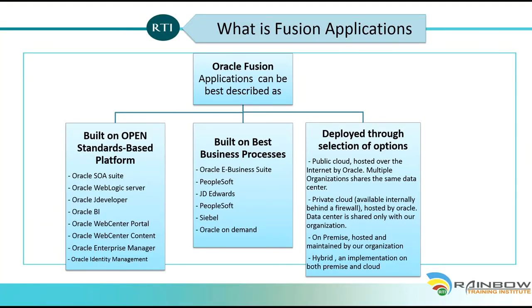They combined all of them together and brought them into the Fusion Middleware. On top of it, they built the Fusion applications. While building the Fusion applications, they got the best business processes from Oracle E-Business Suite, from PeopleSoft, from JD Edwards, from Siebel, from Oracle On Demand. They got the features from all these modules, combined them together and built the best business processes on top of this open standard-based platform. That is why it became so popular, so scalable, so adaptable, so flexible to build your applications.